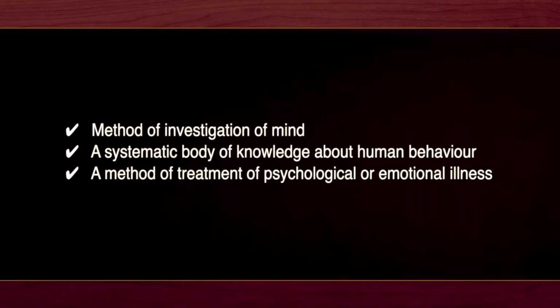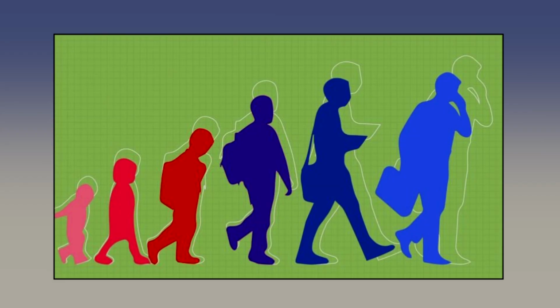Psychoanalysis has three applications: a method of investigation of the mind, a systematic body of knowledge about human behavior, and a method of treatment of psychological or emotional illness. Under the broad umbrella of psychoanalysis, there are at least 20 different theoretical orientations regarding the underlying theory of understanding of human mentation and human development. The various approaches in treatment called psychoanalytic vary as much as the different theories do. In addition, the term refers to a method of studying child development.